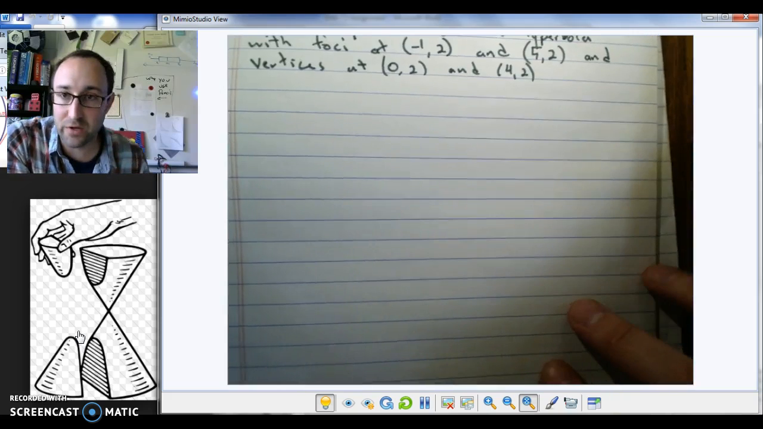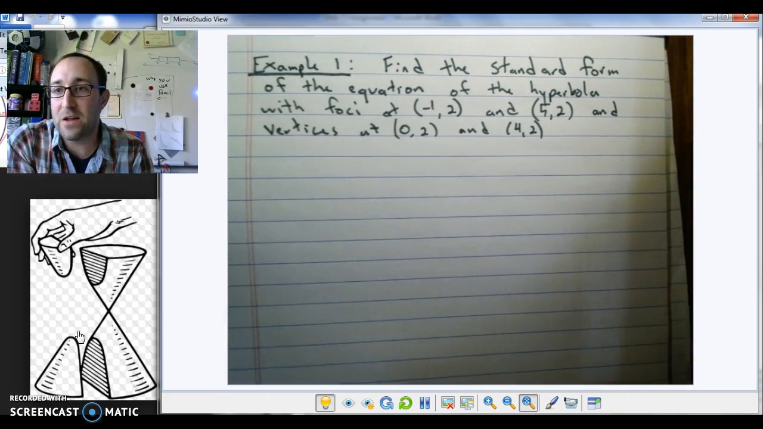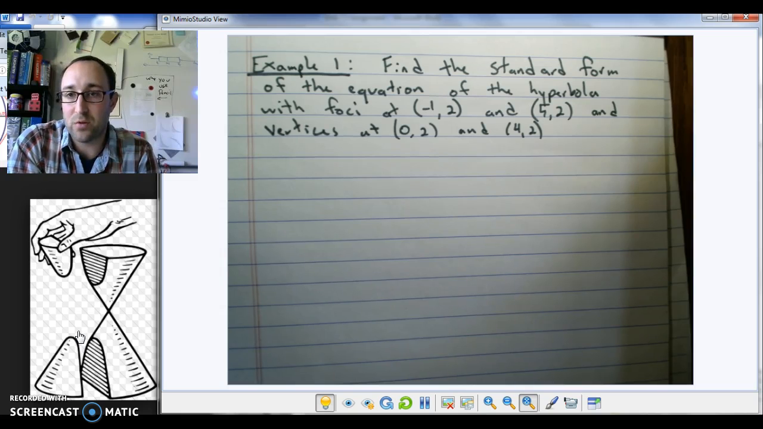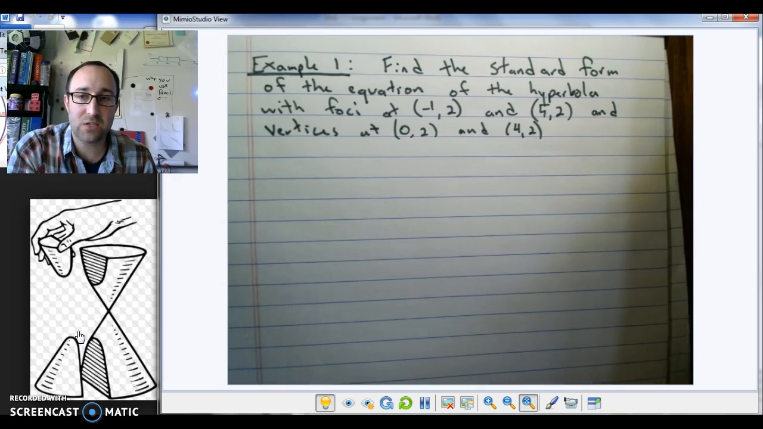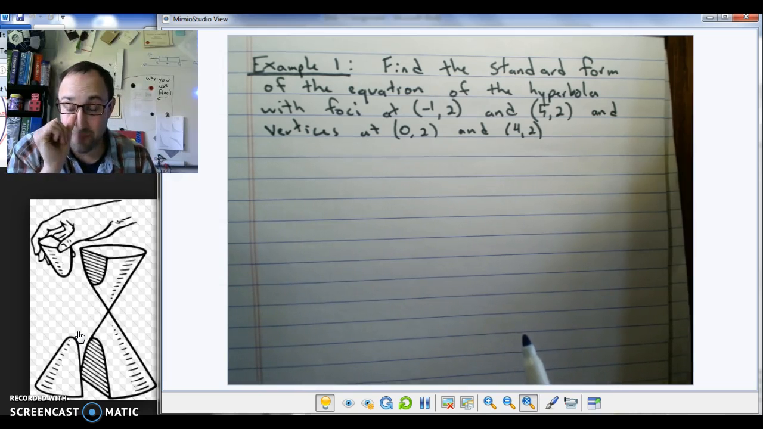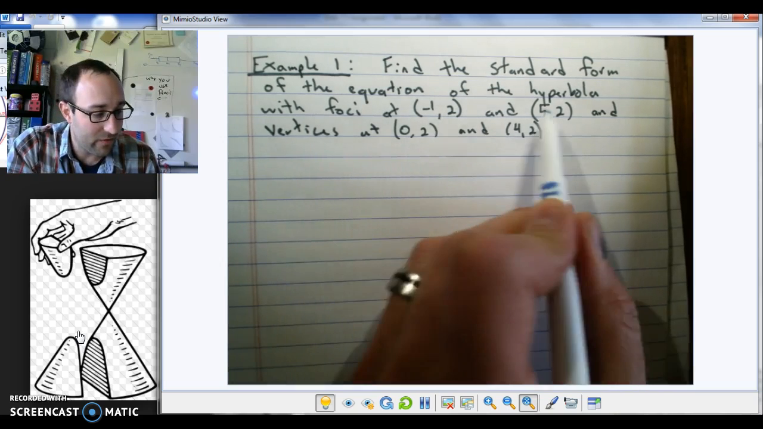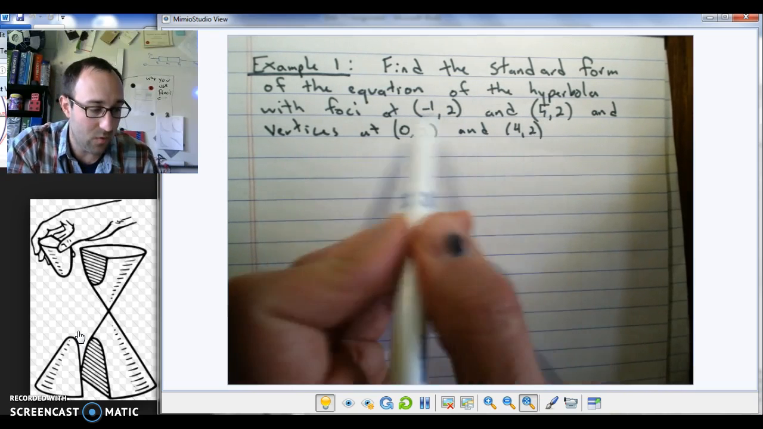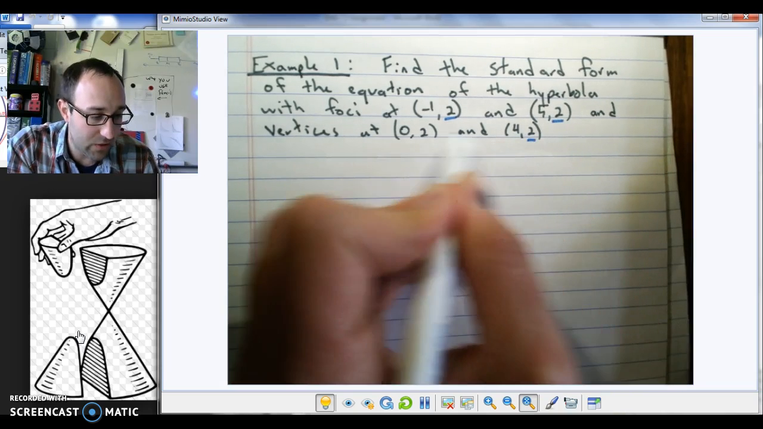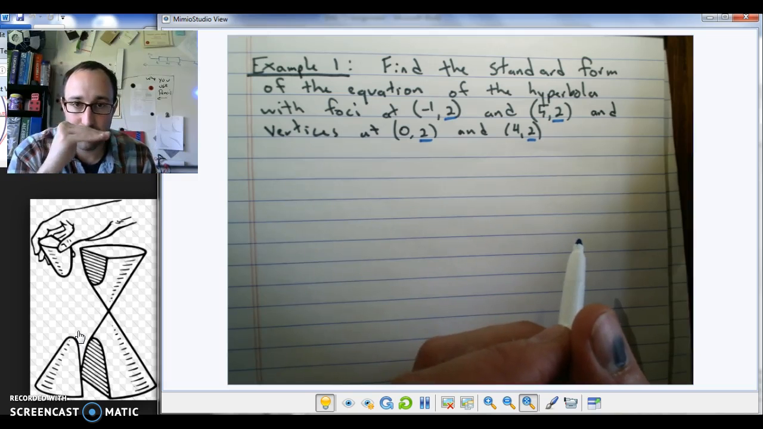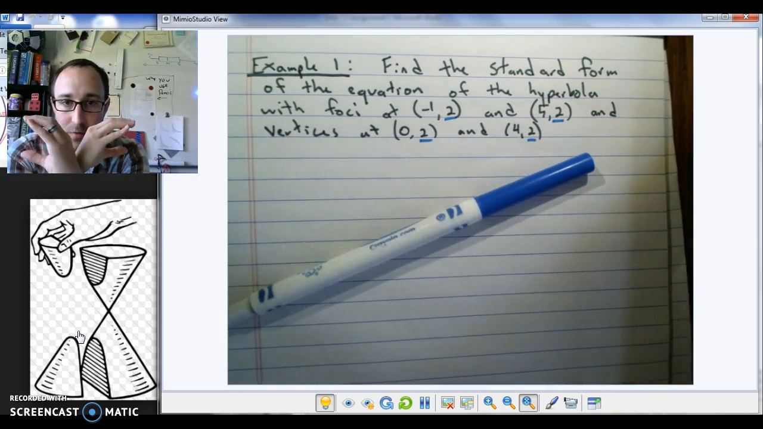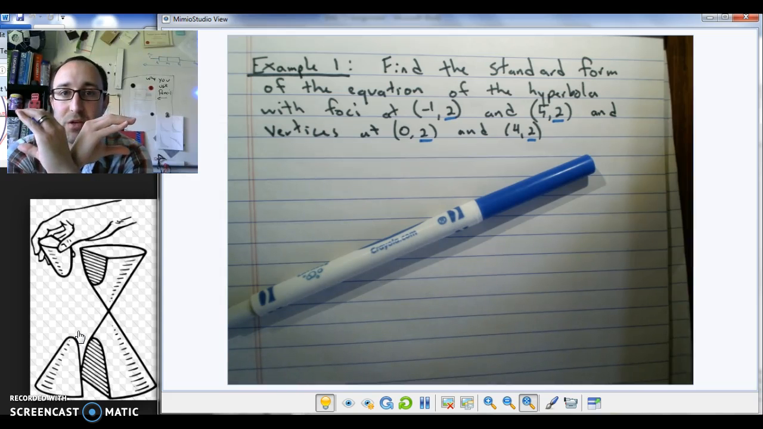Here we are, example 1. Find the standard form of the equation of the hyperbola with foci at (-1, 2) and (5, 2), and vertices at (0, 2) and (4, 2). The first thing we want to do is say, which equation should this be? Is it going to be x squared or y squared? Which way is the transverse axis? Good question to ask is, which one of these numbers is staying the same? Is it the x's or the y's? I see a 2, and a 2, and a 2, and a 2 for all of them. That means all the y's are staying the same, which means it's going to be opening this way and opening this way. So that means the transverse axis is going to be horizontal.